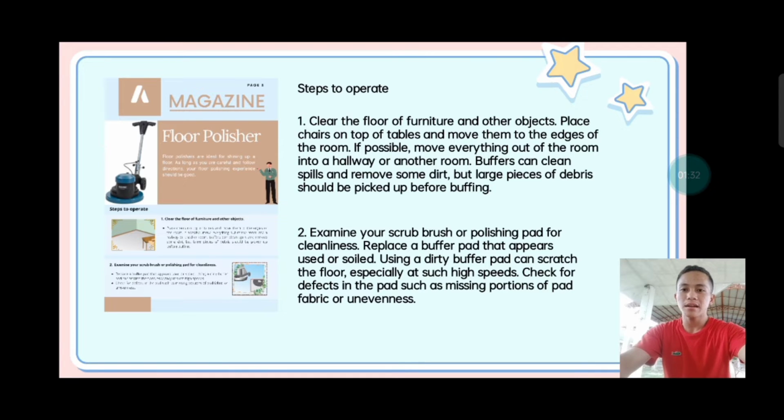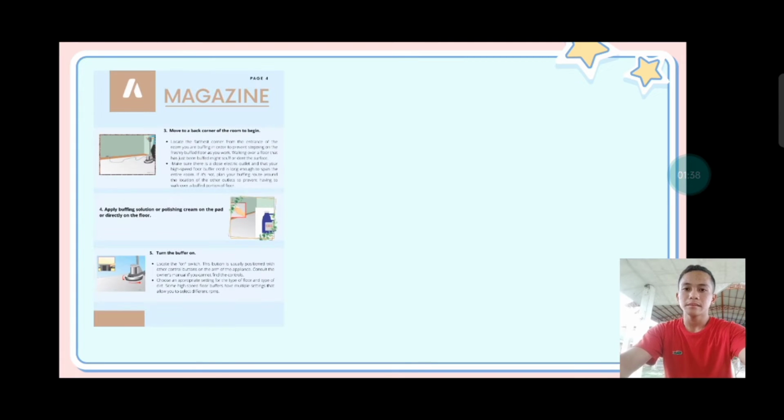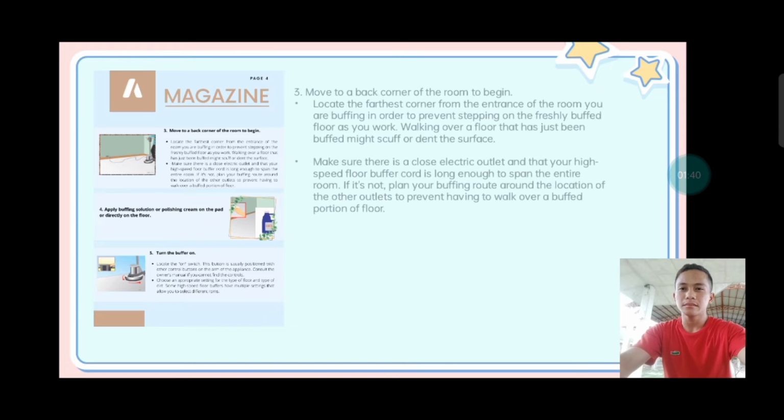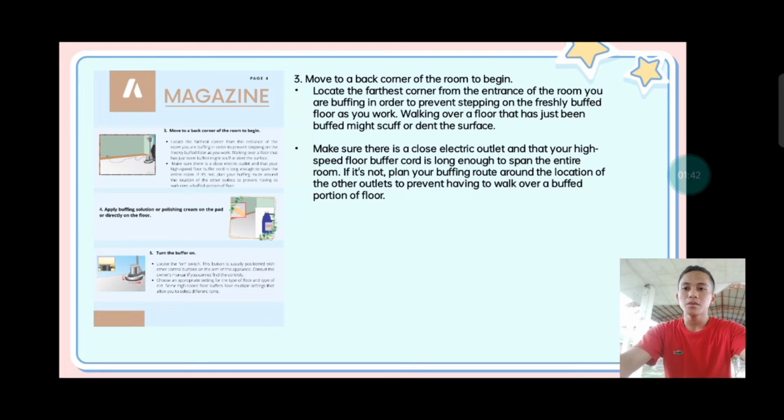So the third step would be to move to a back corner of the room to begin. This means to locate the farthest corner from the entries of the room you are buffing, in order to prevent stepping on the freshly buffed floor as you work.